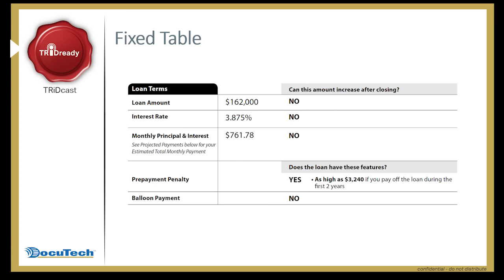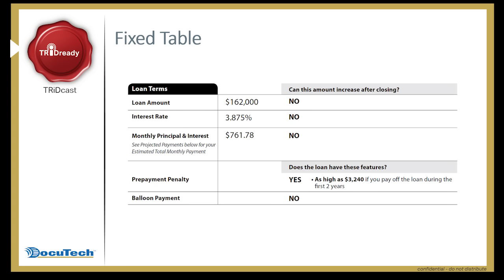Like I mentioned before, on this particular loan, you can see under "Can this amount increase after closing," in this particular example, they're all no. But if they were to change, you would have yes here, and then you would have other applicable information that would be pertinent to the particular disclosure that's being made in each section, in each box. And simply, like we see in this example, if it cannot increase, it's going to say no.